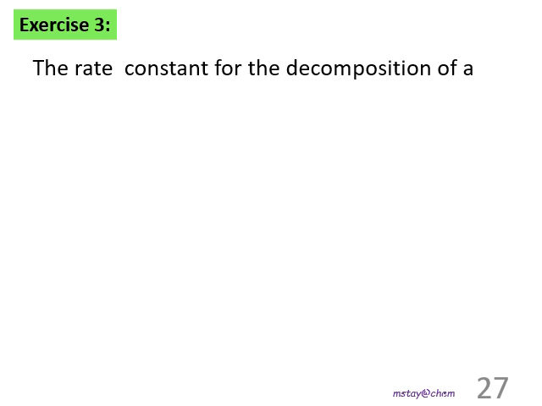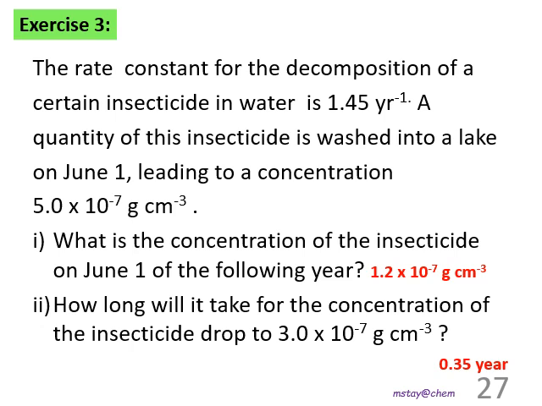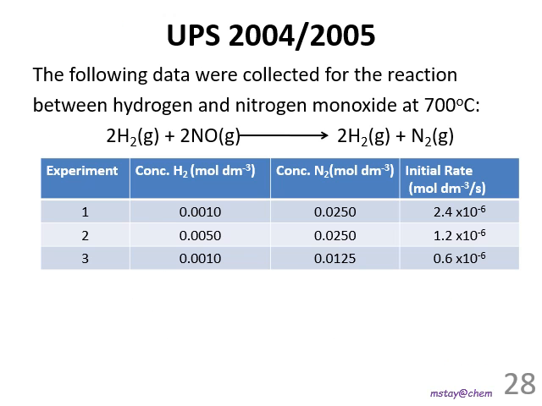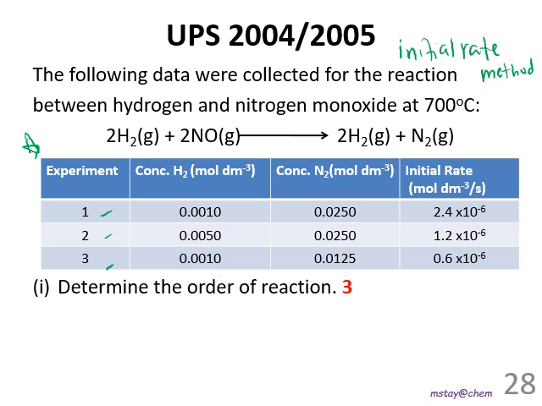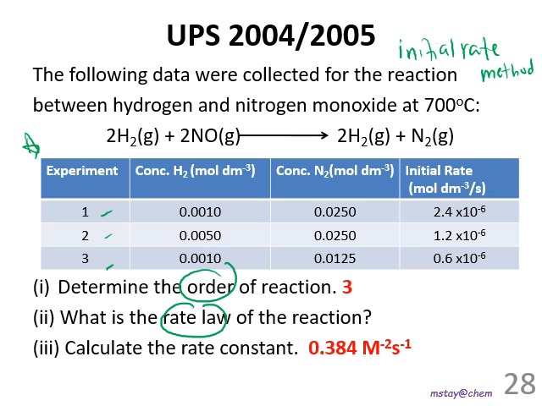This is exercise 3. Like we just mentioned, when you see a table with a few experiments, we know that we are going to apply the initial rate method. We also roughly know the question asks us to determine the order of reaction and then write the rate law, and they can ask us to determine the rate constant. Normally these are in one package.